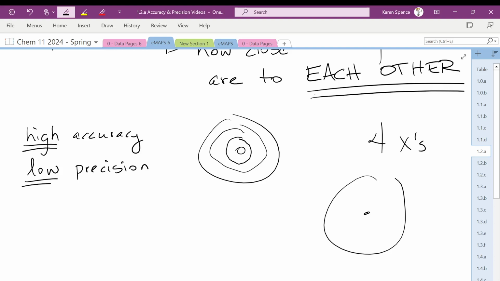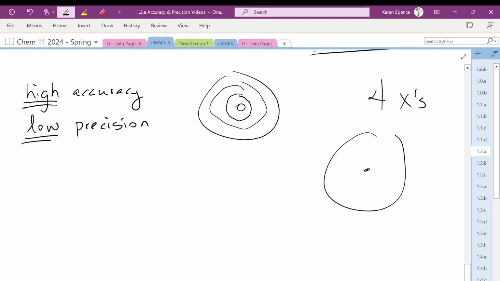I think I gave you guys the hardest one to start with. I should have given you the other ones. Should we start with the other ones? Let's start with high accuracy and high precision. Let's start with that one. High accuracy and high precision. That one's much easier.